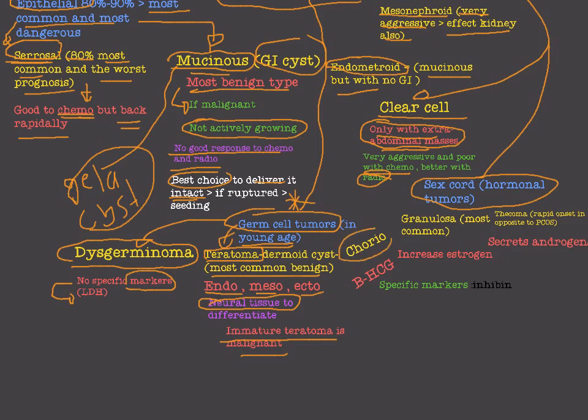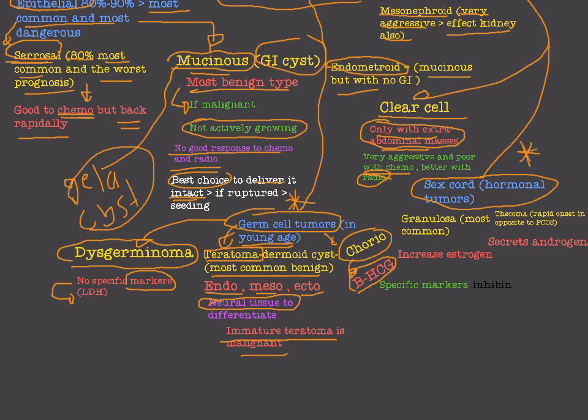The last type of germ cell tumors is choriocarcinoma, and the specific marker of choriocarcinoma is beta HCG. I will talk in detail about choriocarcinoma when we move to gestational trophoblastic diseases, okay. So now I just want you to know that beta HCG is the tumor marker of choriocarcinoma.